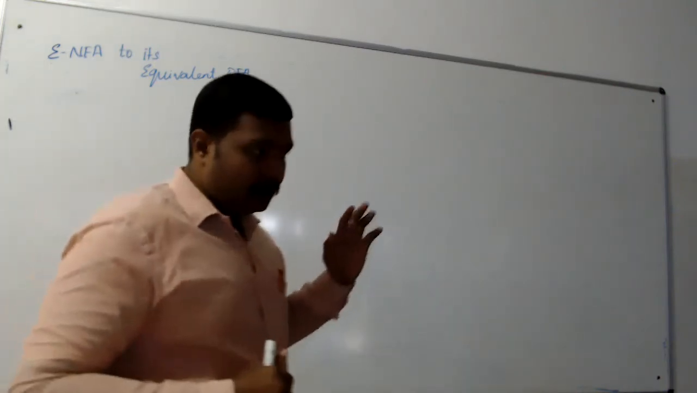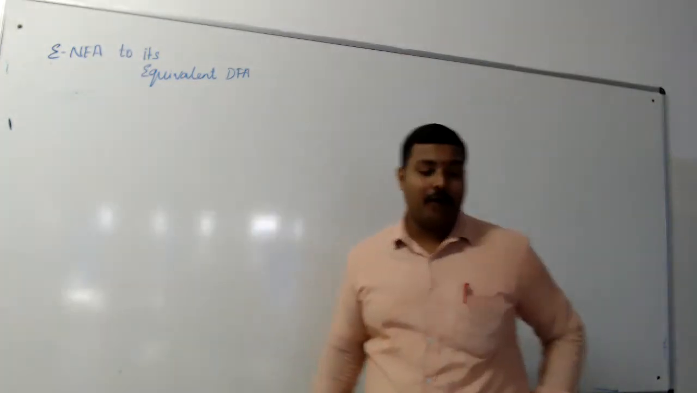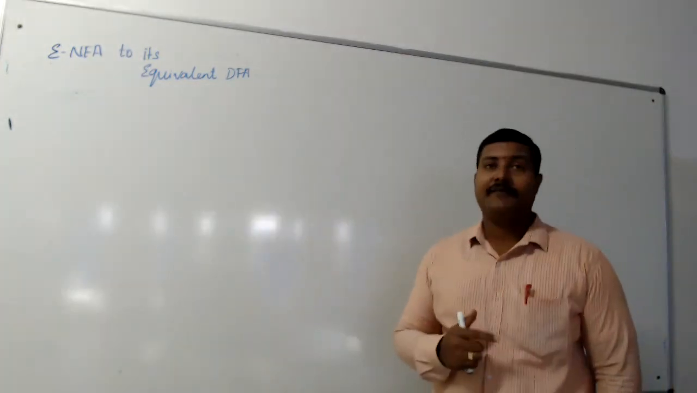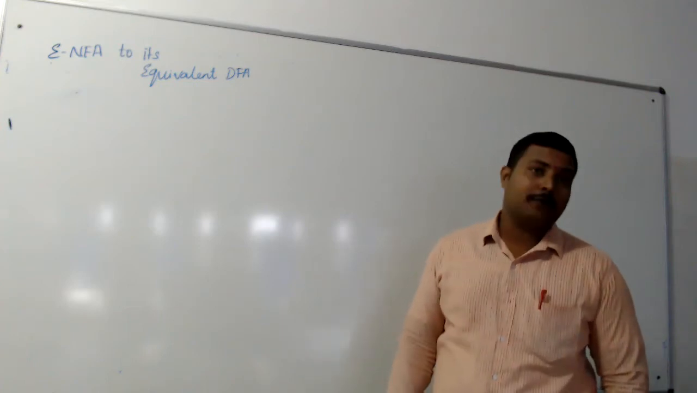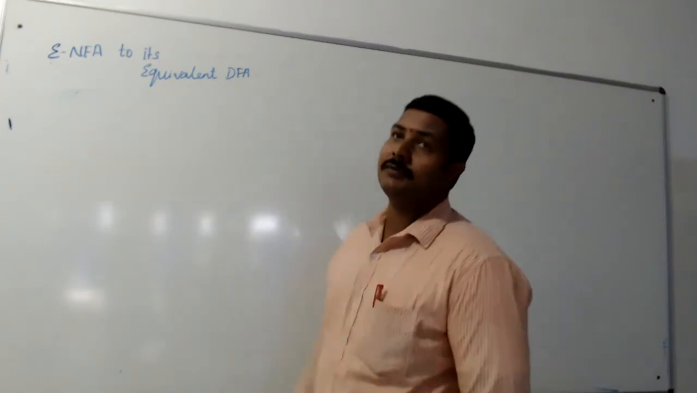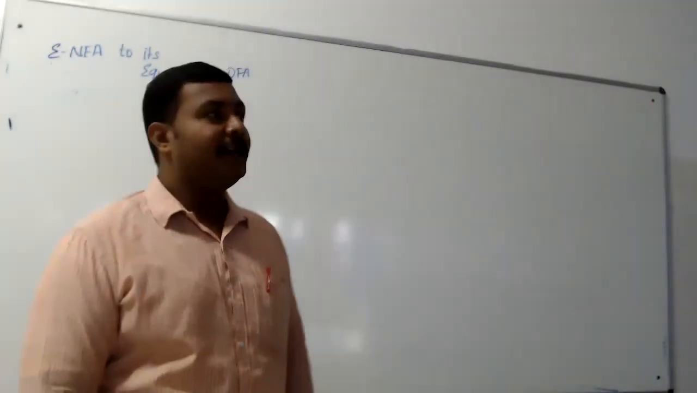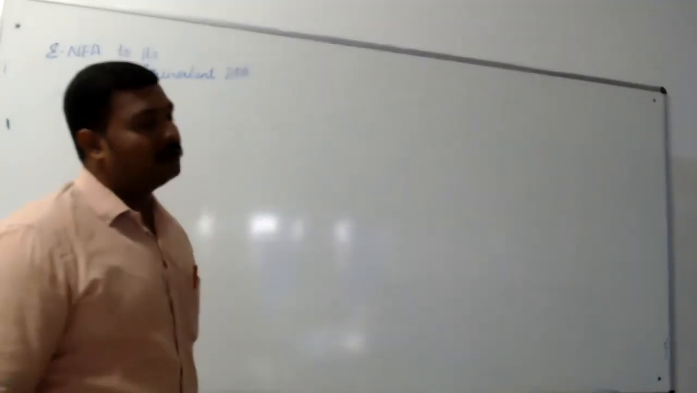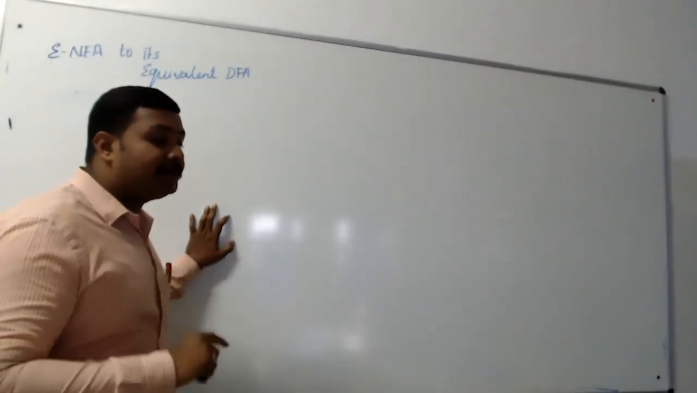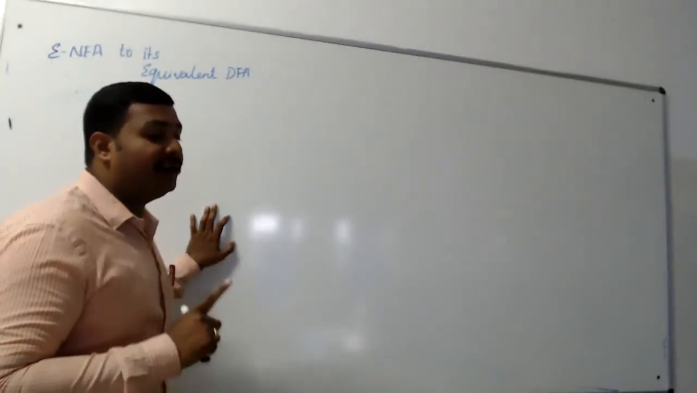So in the previous classes, we have already discussed how to convert your NFA to your DFA. Here also we follow the same procedure by using the subset construction method or lazy evaluation method. You can perform any of them. So here we'll go with the simpler technique of lazy evaluation. But the thing is, you are going to convert epsilon NFA to its equivalent DFA.